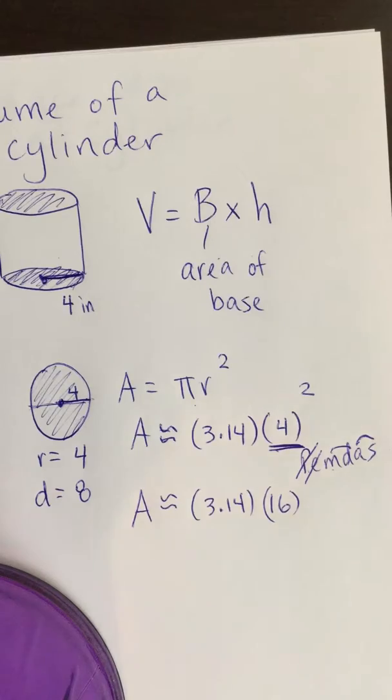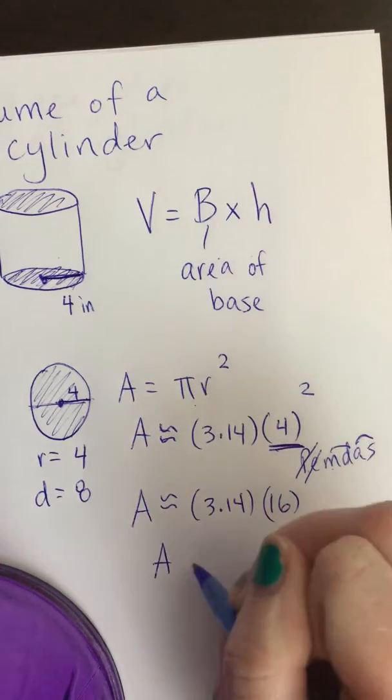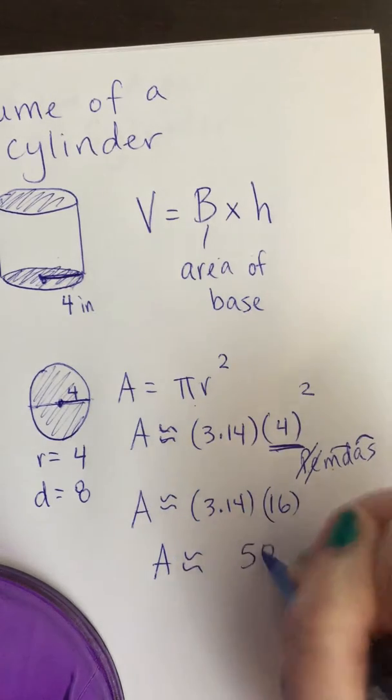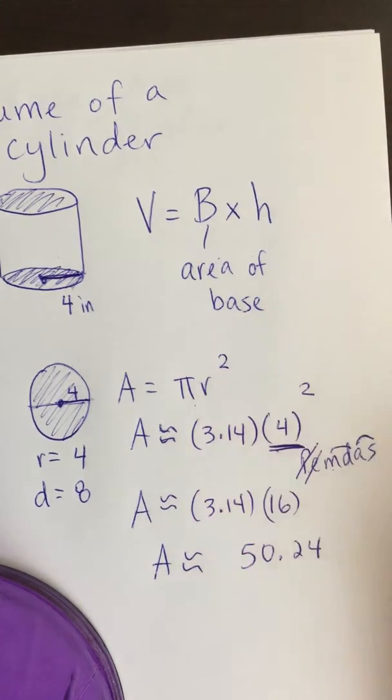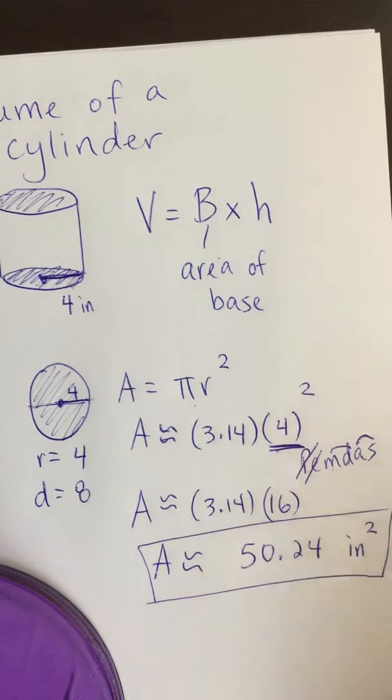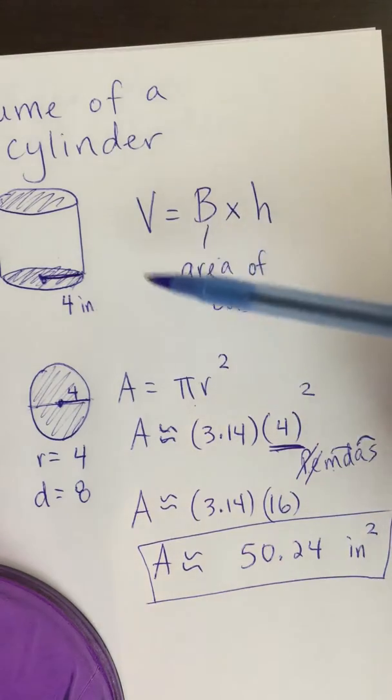Okay, and then we're going to multiply, and we get area is approximately, let me get my calculator, 3.14 times 16, which is 50.24. Now it's area, and we used inch, I think, for the unit, so it's going to be inch squared, because area is always squared. Now I'm going to remember that this part is really important. Let's look back at what we're actually doing.